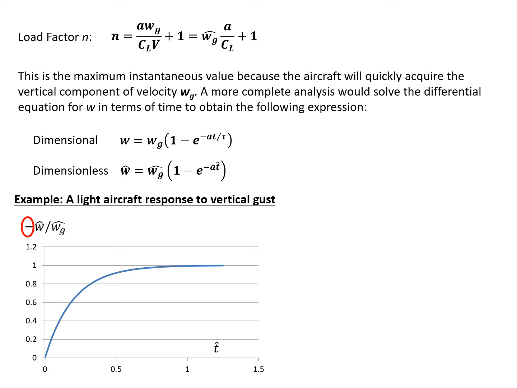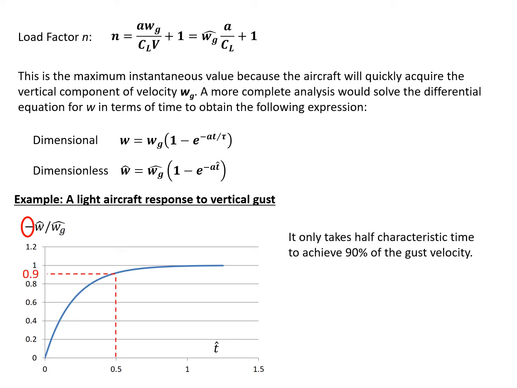And now let's do some detailed measurement. If we calculate the time roughly when the vertical velocity approaches 90% of wg, that takes about half of the characteristic time. And just to let you know, the characteristic time for lighter aircraft is usually 1 second, for larger aircraft about 5 seconds. You can see the response to the vertical gust is very quick.